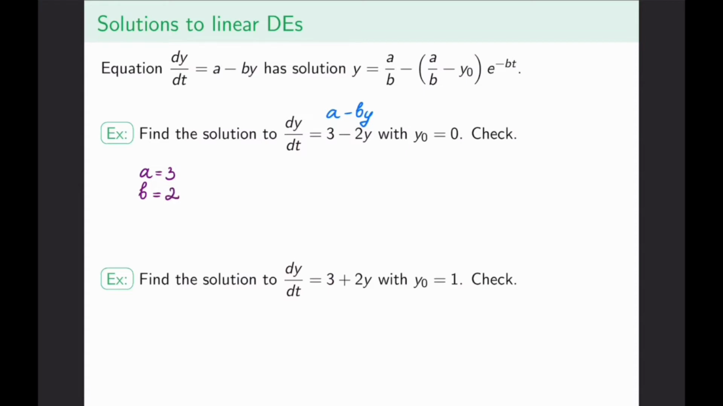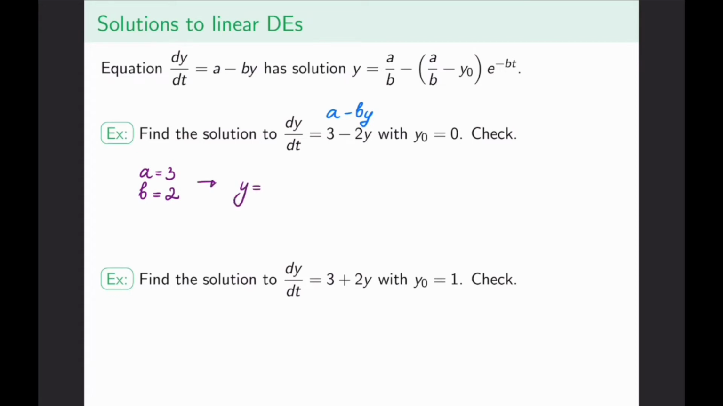The one thing to be careful with is that this minus is built into the formula. So if you have a minus in your equation, this is the minus that's given, and b is actually the number in front of y. Once you have your a and b, you can simply plug them into the general formula for the solution to produce the general looking solution.